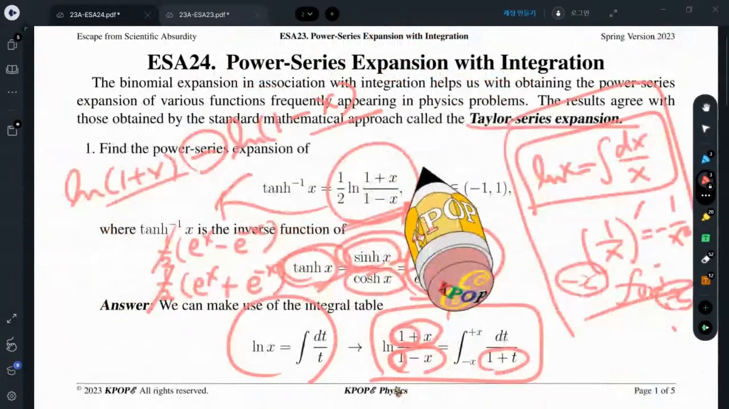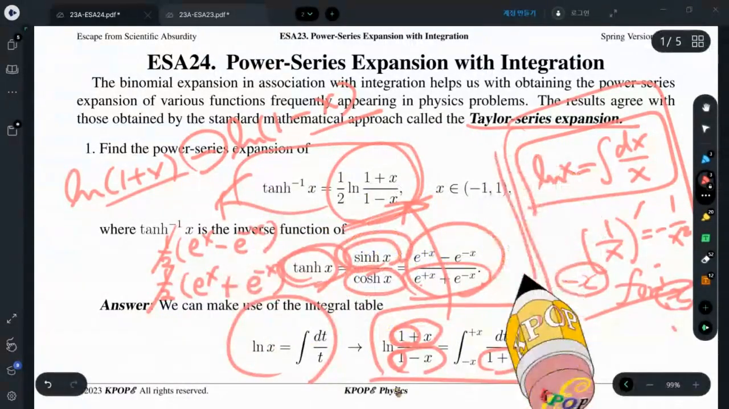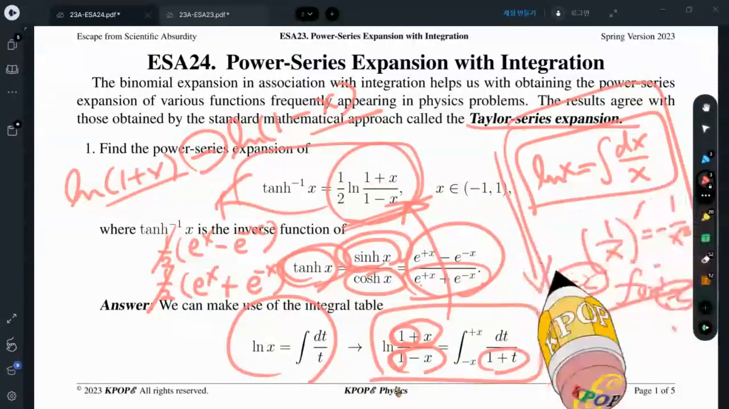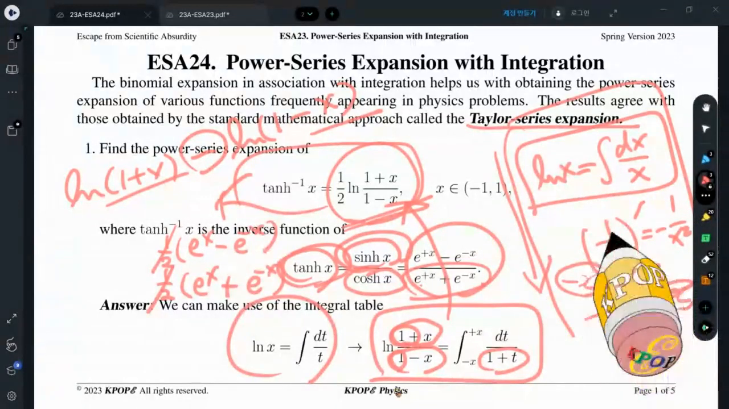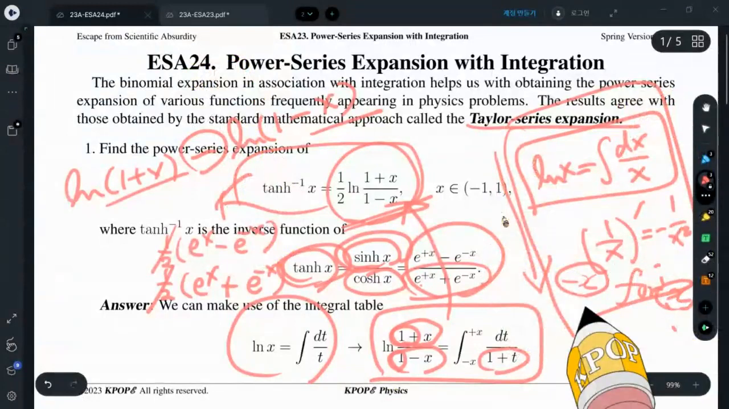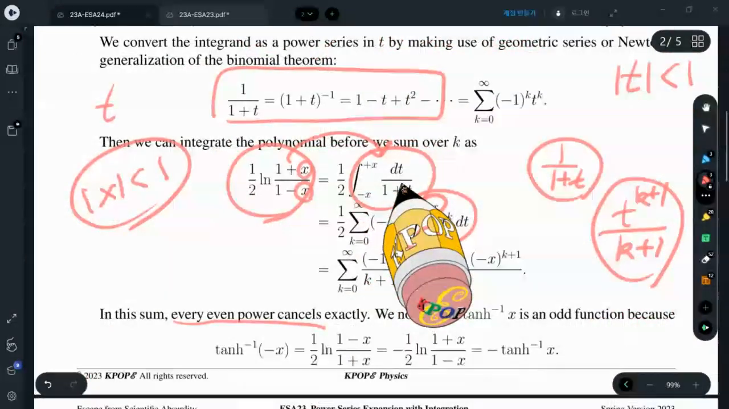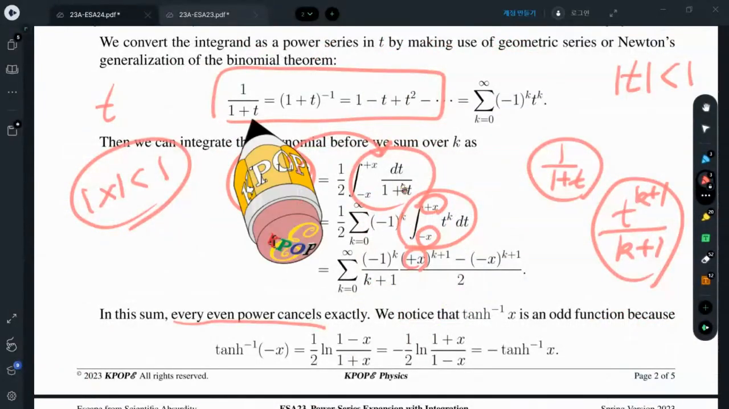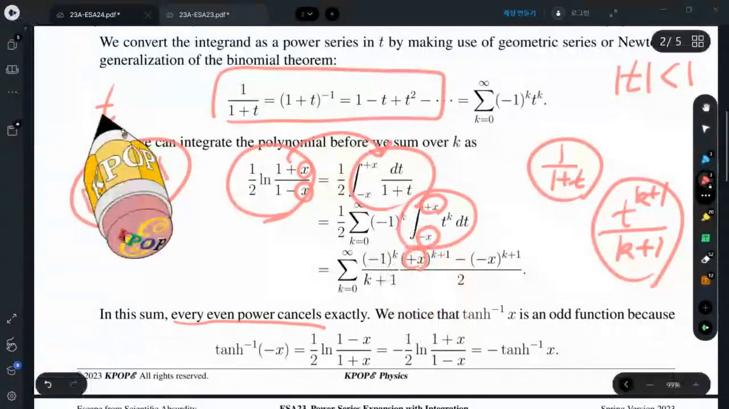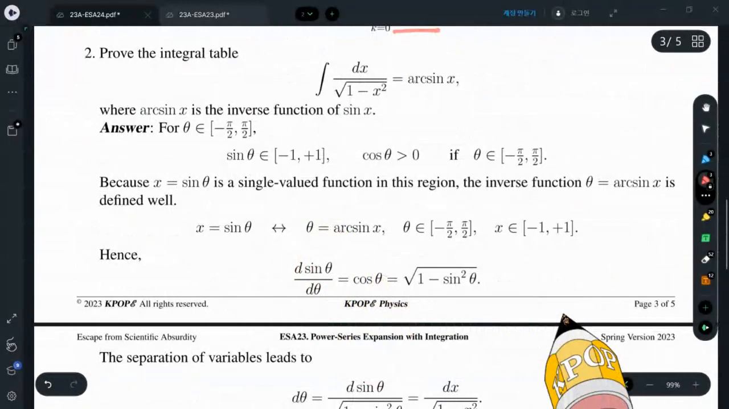Let's go back to the original form. Compare this result with what you would obtain by taking the derivatives repeatedly and substituting the values, in comparison with the standard Taylor series expansion. This hybrid method, in association with the power series expansion of a geometric series and integration, is quite efficient. So it is worth remembering this method.